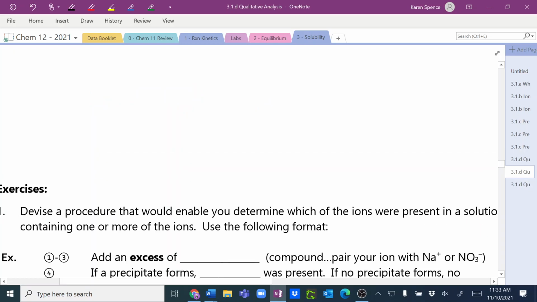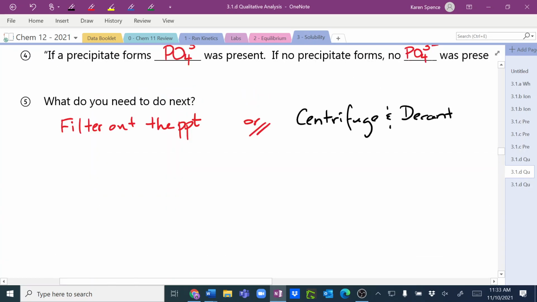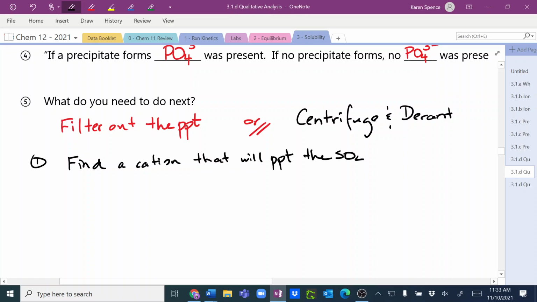Did I just leave more space? Oh yeah. After we have done that, what do we do next? We need to find an ion, a cation that will precipitate out the sulfate. So please do that. And you'll notice I've started numbering at 1 again, because it's kind of like I do 1, 2, 3, 4, and then maybe 5, and then I'll do 1, 2, 3, 4 again to get that ion out.